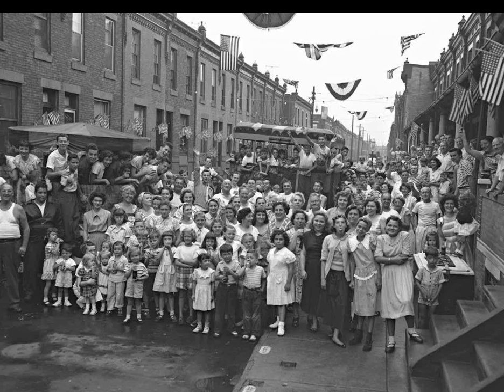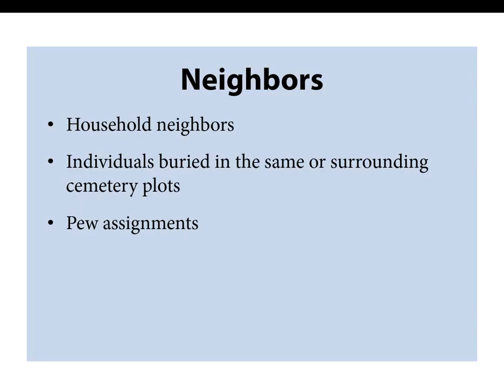The final group of people that we're going to think about are the neighbors. And neighbors can be a little bit easier to identify as well, because they're usually listed, they're enumerated, especially in census records, or if we're talking about city directories, they're always going to be listed along with your ancestor, so that they're a little bit easier to find out.